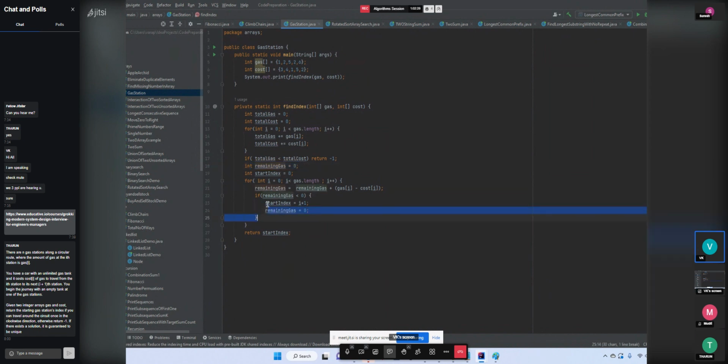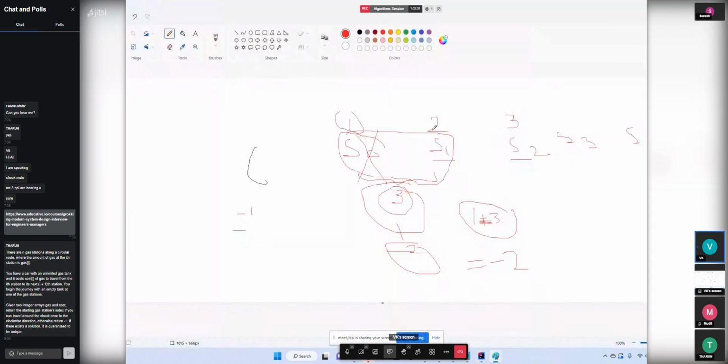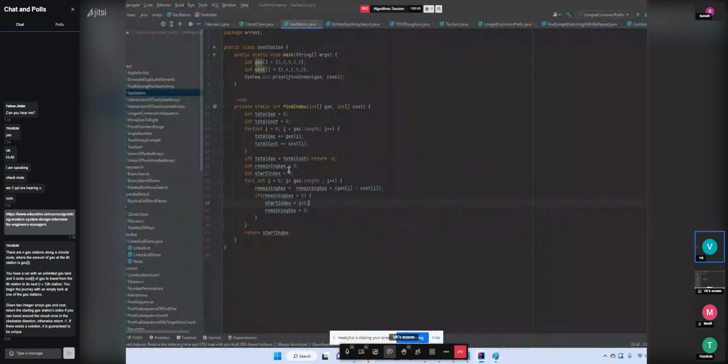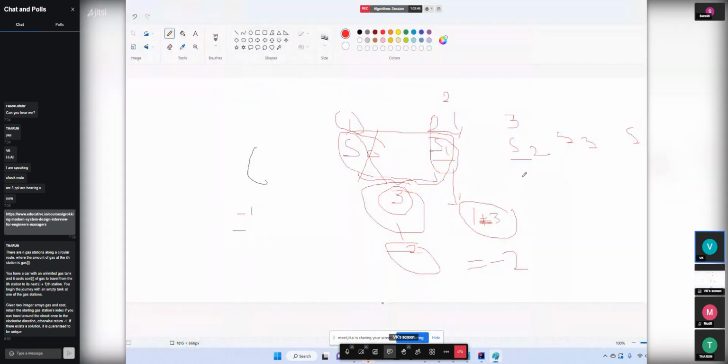Remaining gas 0, and the starting index we will increment now. We will go with this one. Again we will do the same stuff. We will check that availability is 2, and to move from S1 to station S2, how much gas is needed? 4. So 2 minus 4, that means it is negative, minus 2. So there is no point in considering station 1 as well, right?